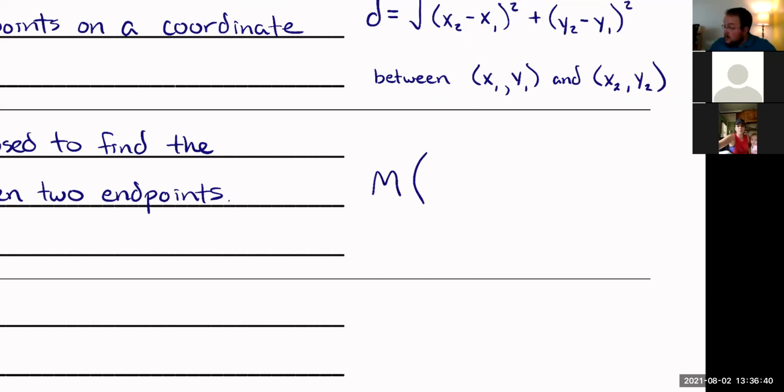But in our giant ordered pair here, to find the x coordinate, we're going to take the two x coordinates of our endpoints, add them together, and divide by 2. That would give us our x coordinate. Then to find our y coordinate, we would add the two y coordinates together and divide them by 2.